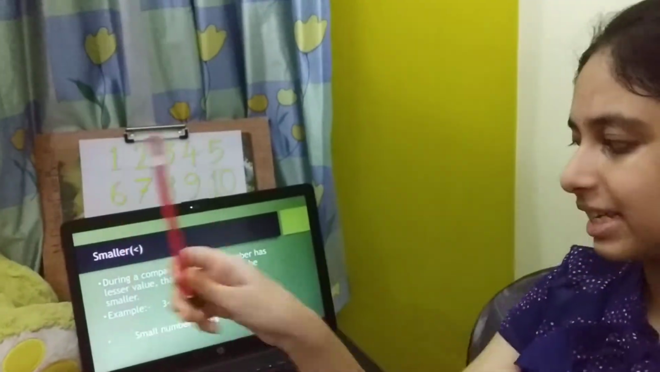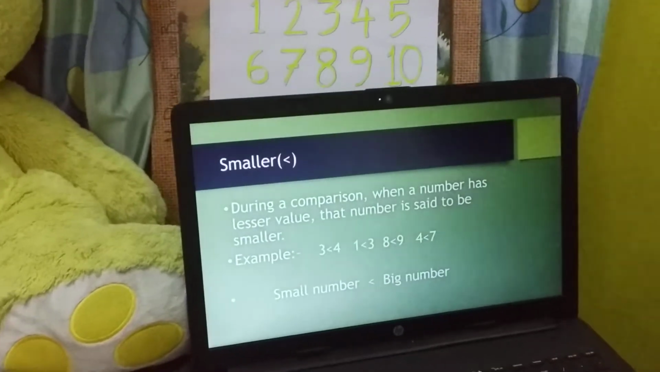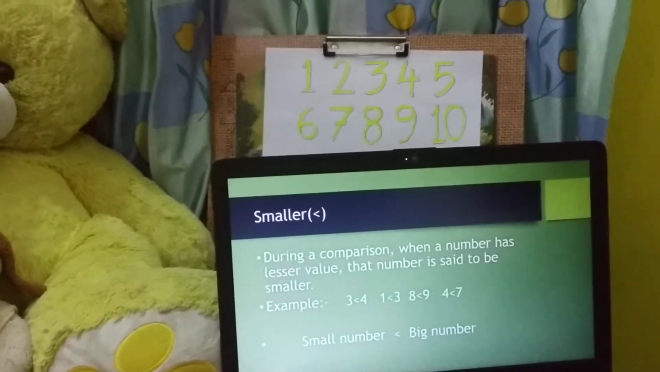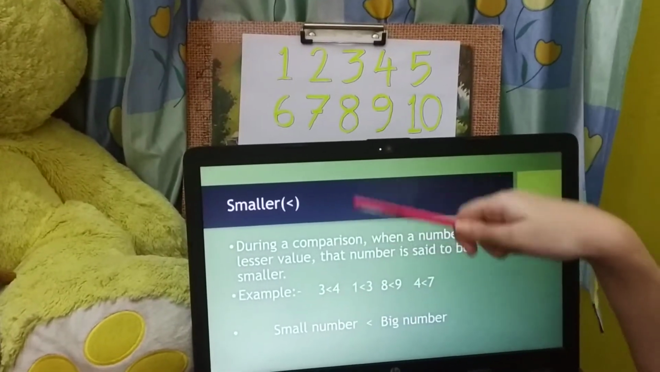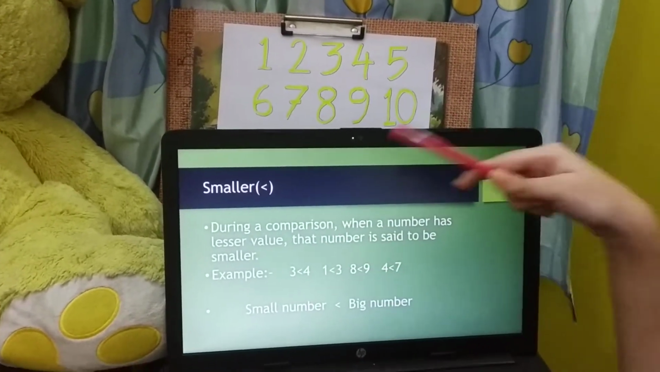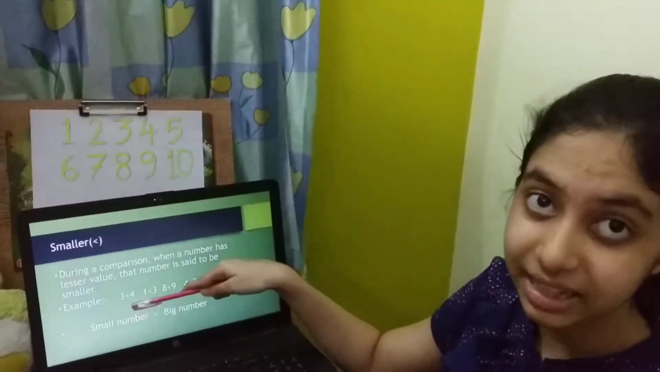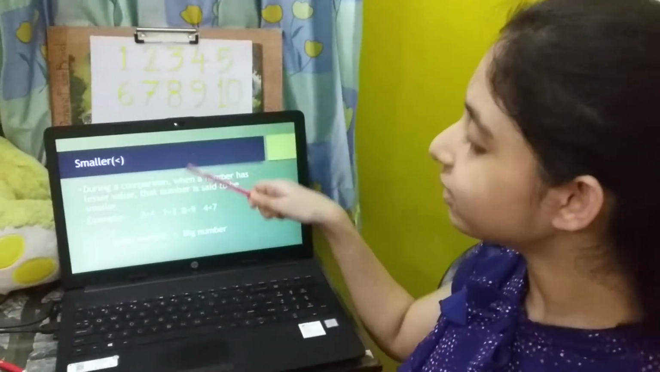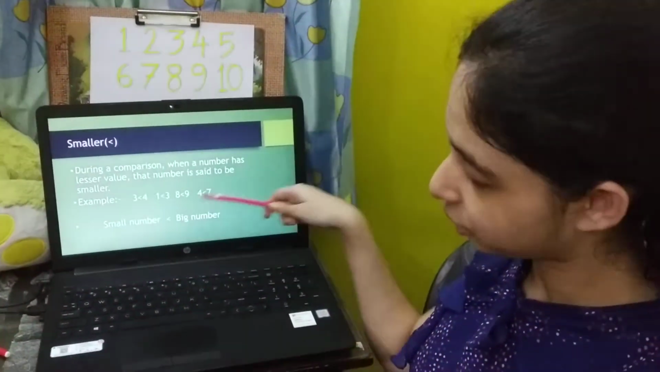So in this example we find 3 and 4. We know that 3 has lesser value than 4. 4 is greater than 3. So we can say that 3 is lesser than 4. Similarly, we can do other questions.